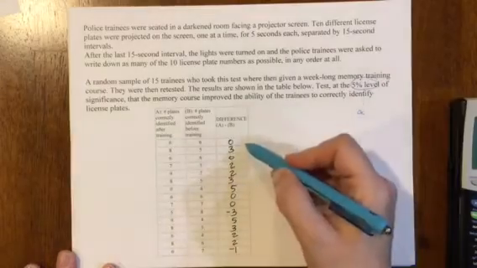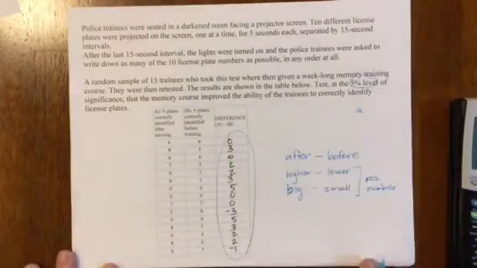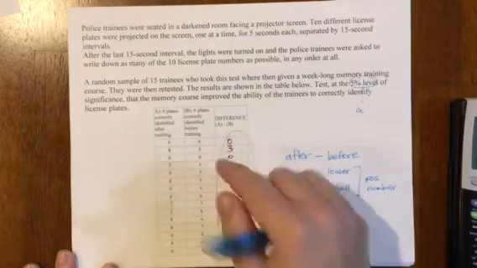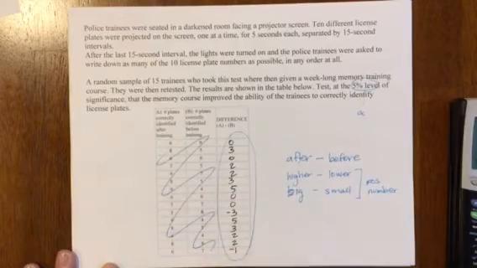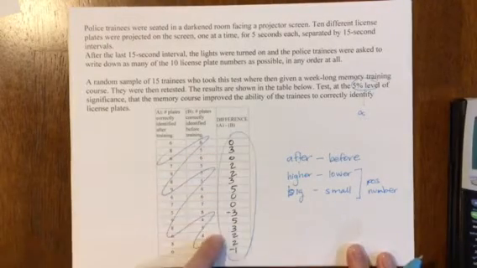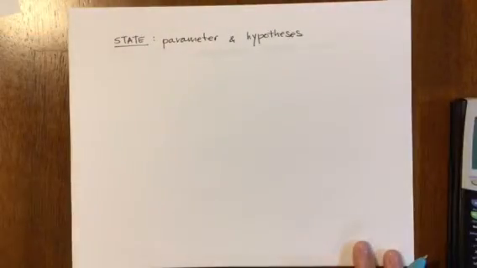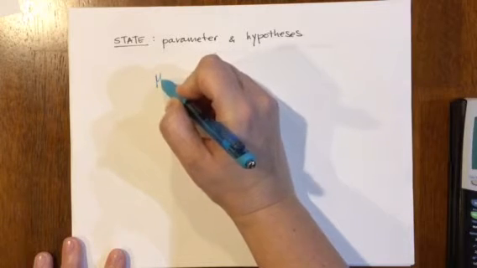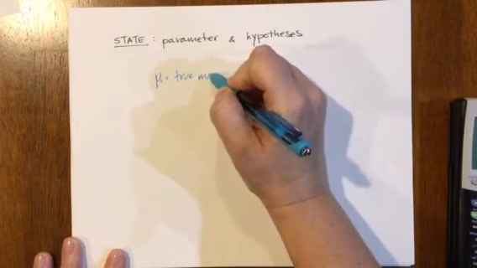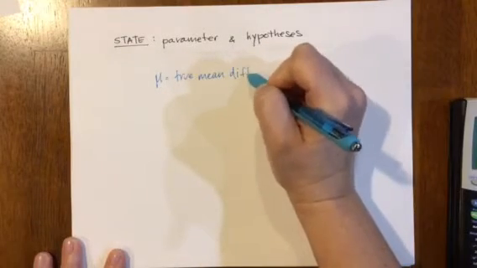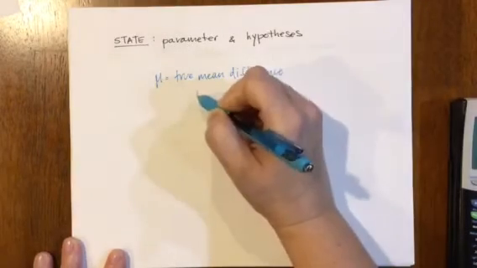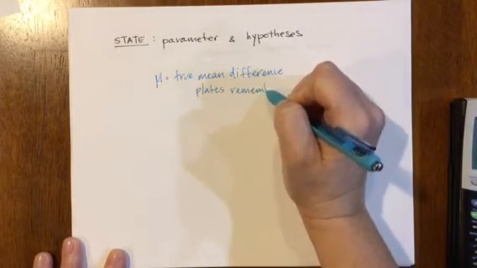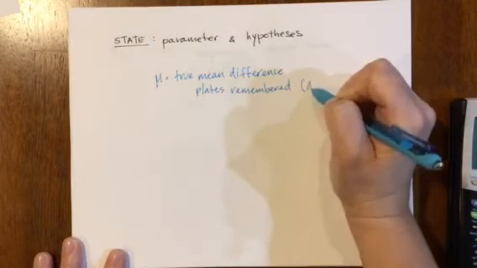So what we're going to do in a matched pair t-test is take the difference list and run the significance test, trying to get a positive number from the difference list. It's almost like these numbers no longer exist. Now we're going to do a t-test based on these numbers. So let's go ahead and start with the hypotheses and the parameter. We're going to start with mu equals the true mean difference in plates remembered. And we would like to do after minus before.